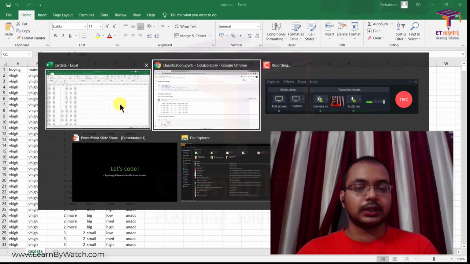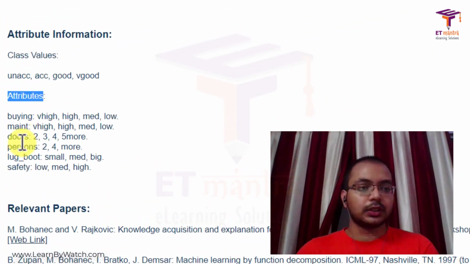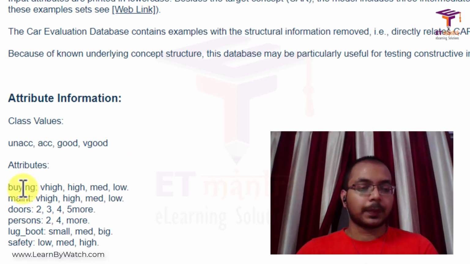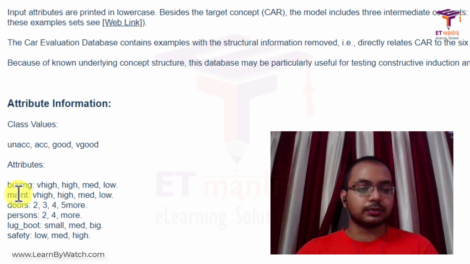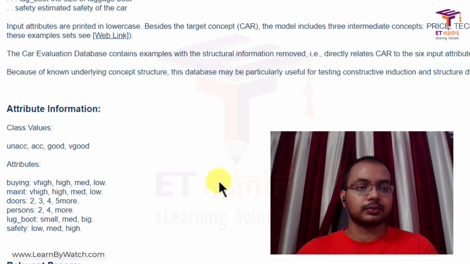And why I added this is because when you go to the website, you can see that you have these features, which are buying price, maintenance, doors, persons, luggage boot, and safety. In buying we have different classes like very high, high, medium, low. Similarly, in maintenance we have very high, high, medium, low, different numbers of doors, different numbers of persons, and so on. This first row, the headings, was not given in the dataset, so I added it here.